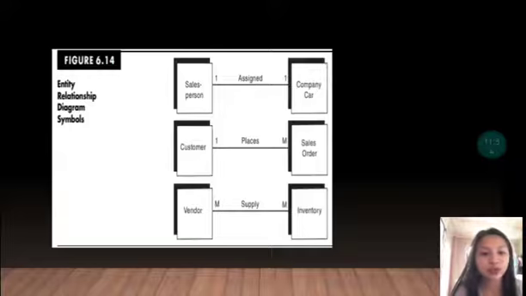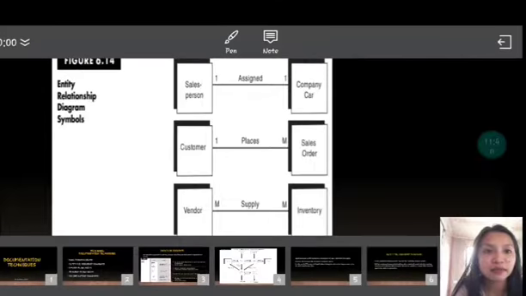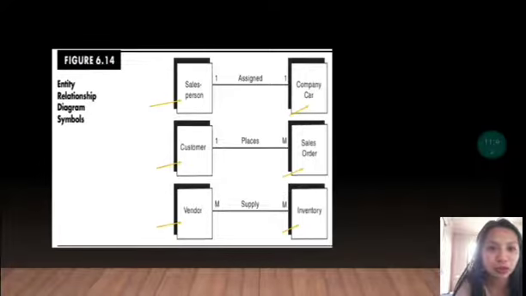So first, we have the square symbol, labeled as salesperson, the customer, the vendor, the company car, sales order, and inventories. As you can see, there are physical sources: the company car, the inventory, and also sales order. And we have also events: inventory, yes, sales order, yes. And we also have agents: customer, the vendor, the salesperson. The ones in the square are the entities.